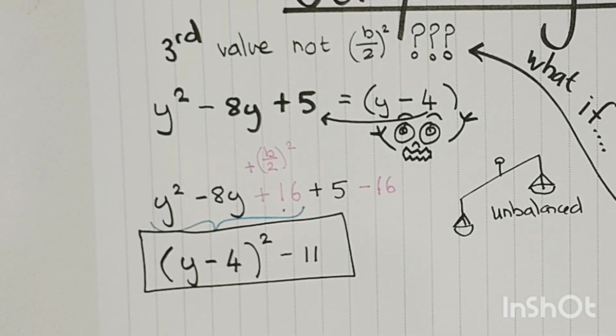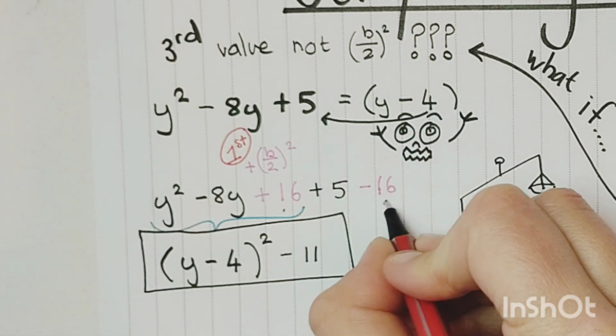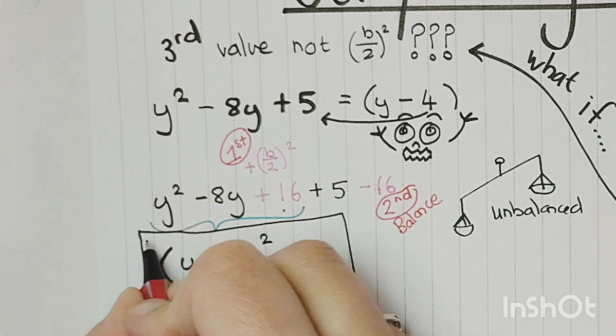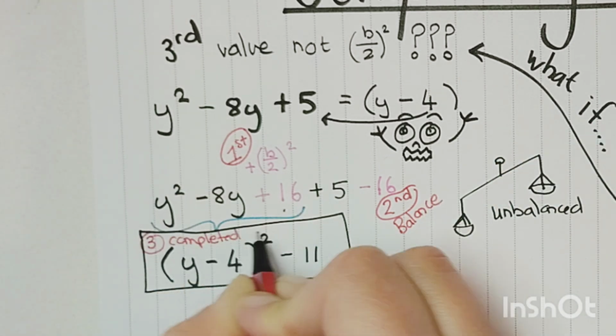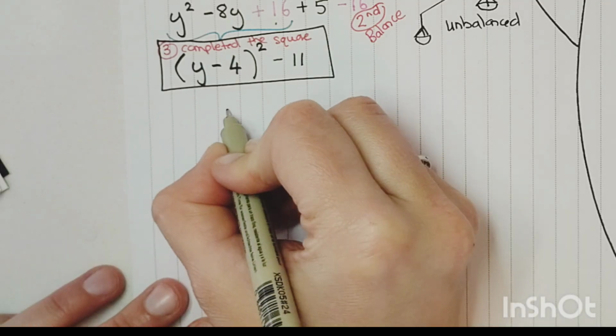So just go over those steps again. Number 1, you had to add this third number, which is half of the b squared. Then you just had to balance by subtracting it again. And then you had to take the 3 terms and put them in the bracket squared like we were doing earlier. So that works great.